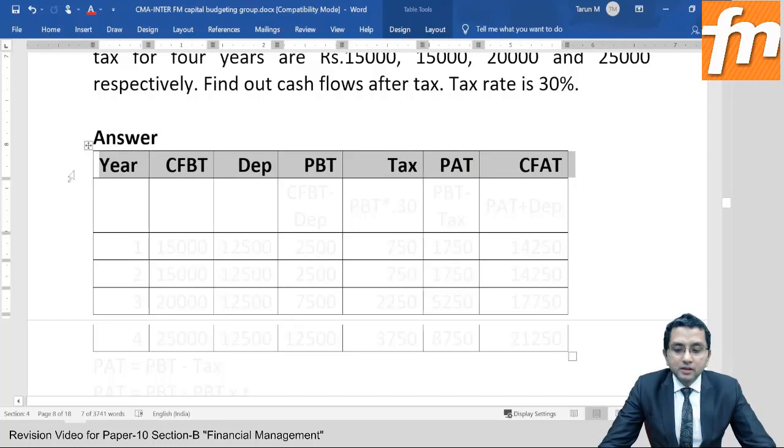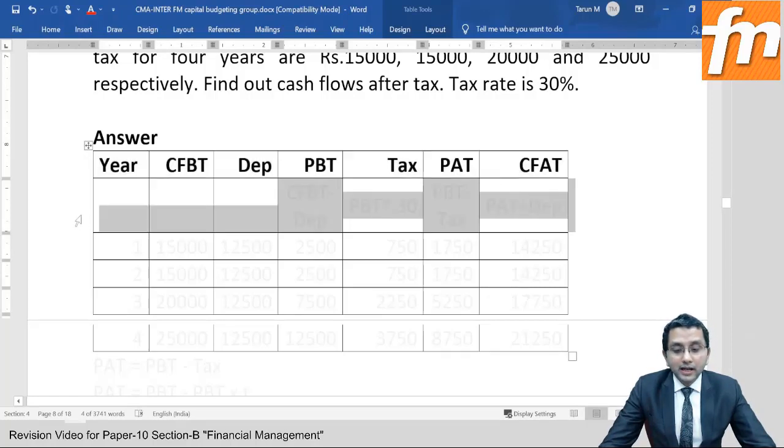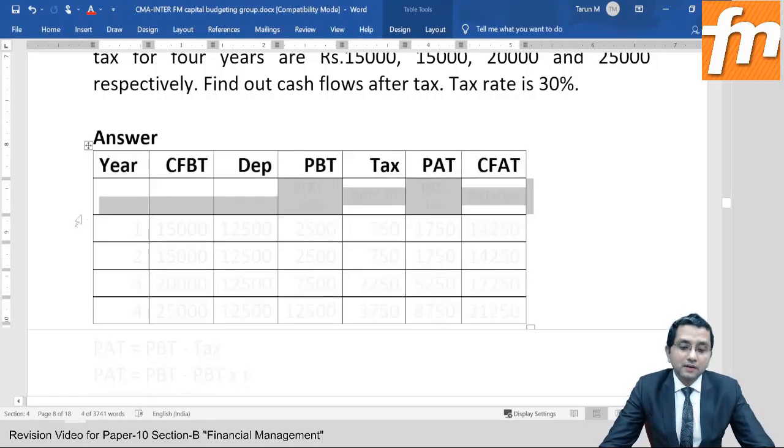So I'll take year, then I'll take CFBT as given in the question. Then I'll calculate the amount of depreciation and deduct it to arrive at profit before tax. Then I'll calculate the amount of tax and deduct it to arrive at profit after tax. Then I'll add back depreciation to arrive at cash flow after tax.